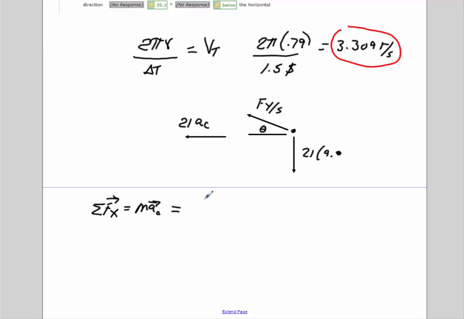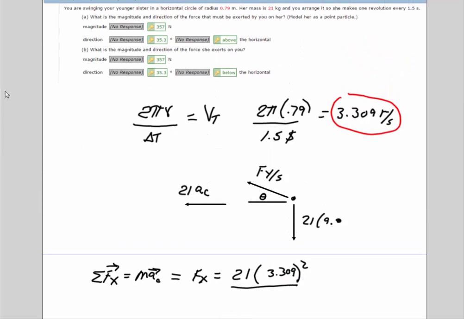then we will get, here we'll do summation of forces. I'm going to let anything that goes this way be positive this time. Actually, I'll do the force, sorry. We'll just call it force of x. Force of x is going to equal the mass, which is the 21, times the velocity squared, which we said was 3.309. We're going to square that. We'll divide that by the radius, and the radius of that is 0.79.